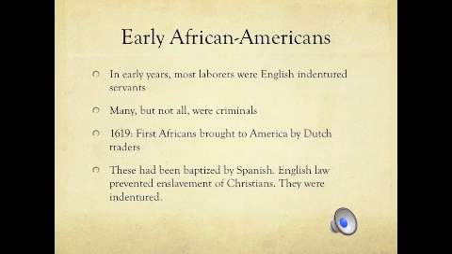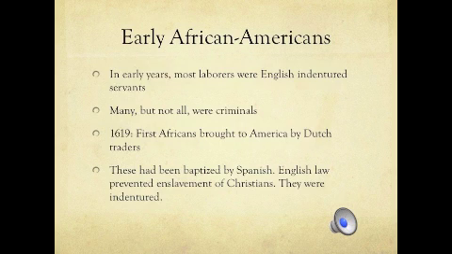Sometimes it would be longer, sometimes it would be shorter, but it was generally considered to be a temporary thing. Somebody's indenture was a contract that would expire upon certain terms being met. Sometimes it was an amount of time. Other times it might have been an amount of work done or an amount of money earned. But generally there were terms, and once those terms were met, the indenture would end.